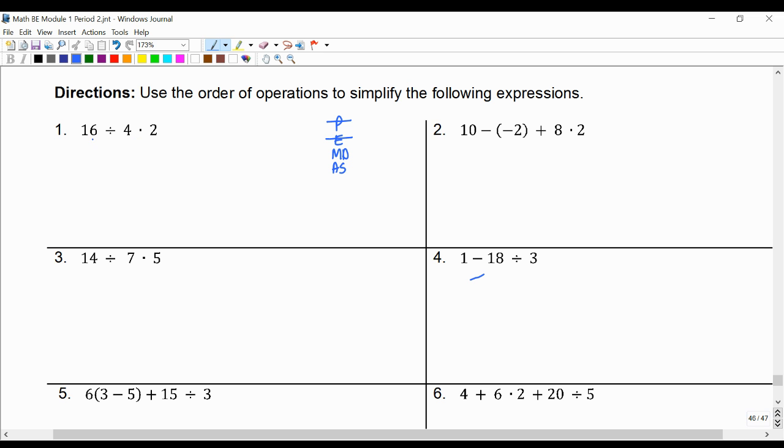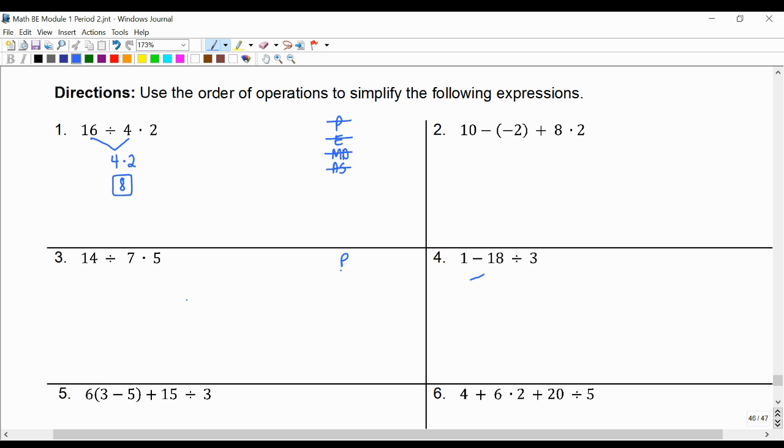So as we read this problem, we see divide first. So we actually start with that, even though it looks like we start with multiplication in that phrase PEMDAS. 16 divided by 4 is 4, times 2 comes down. We're still on MD. So from left to right, we see multiply is next. We multiply, and there is no add, subtract.